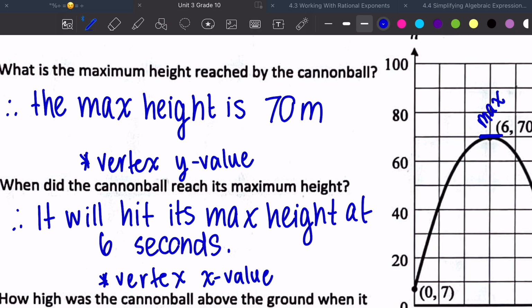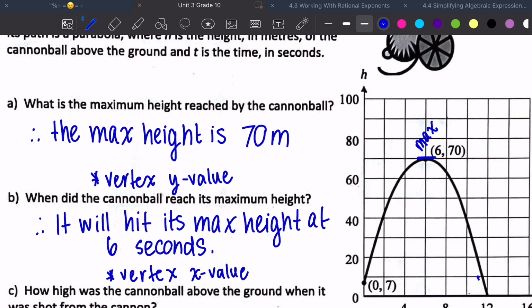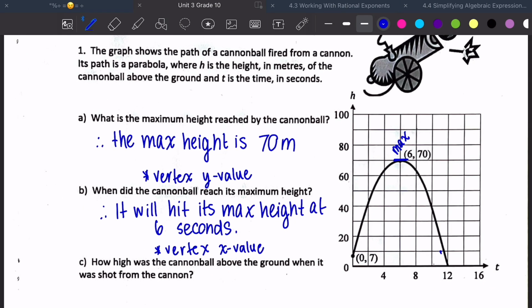There are no trick questions. It's literally just taking your data, or a point on a graph, and putting it in terms of distance or height and seconds for time. Right? So that's our vertex.